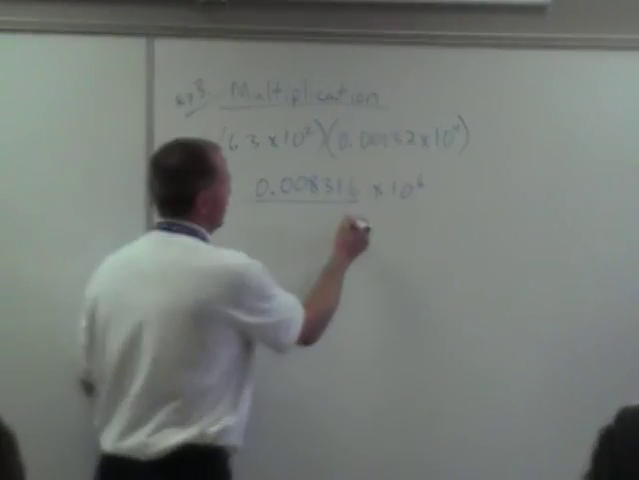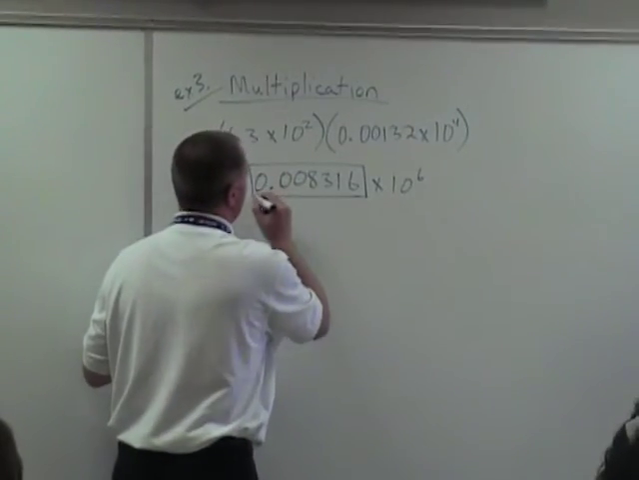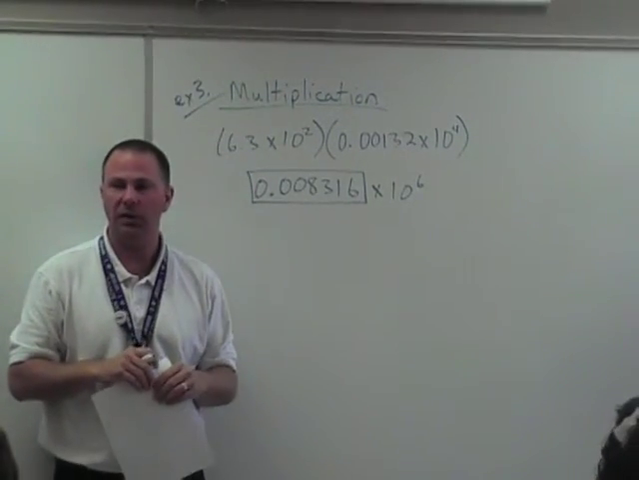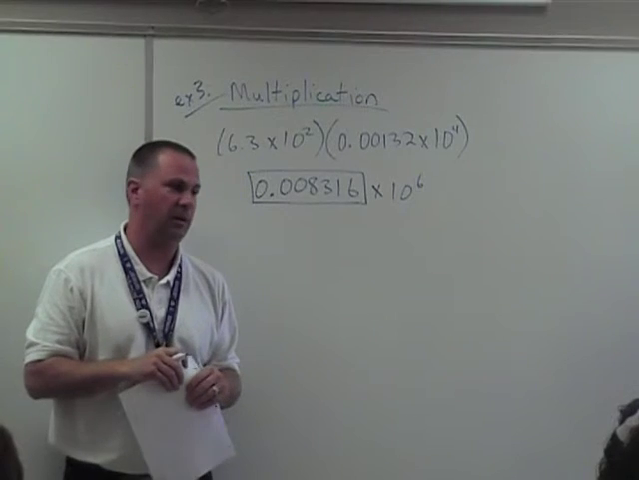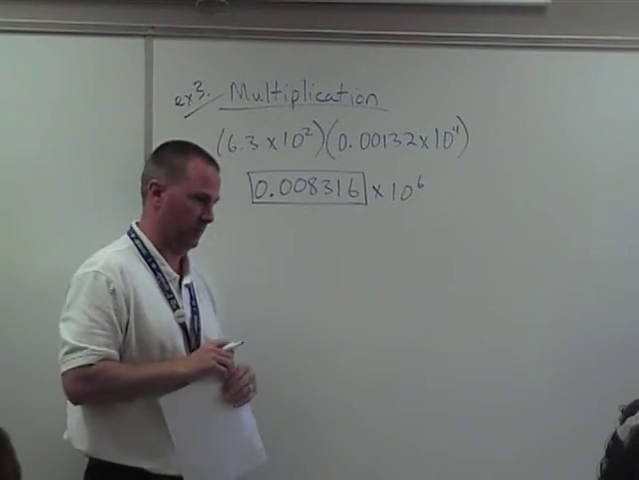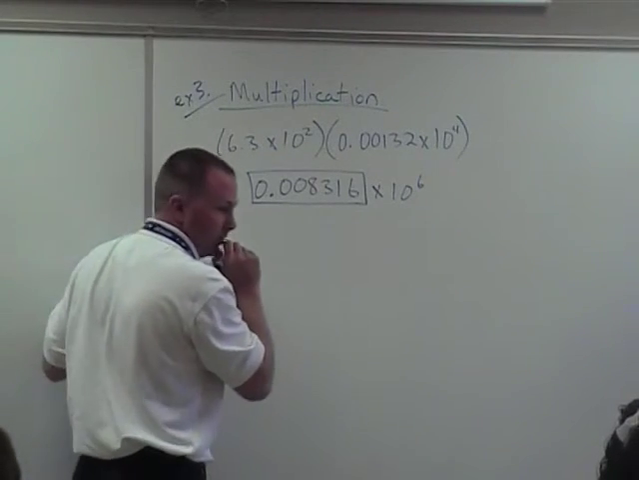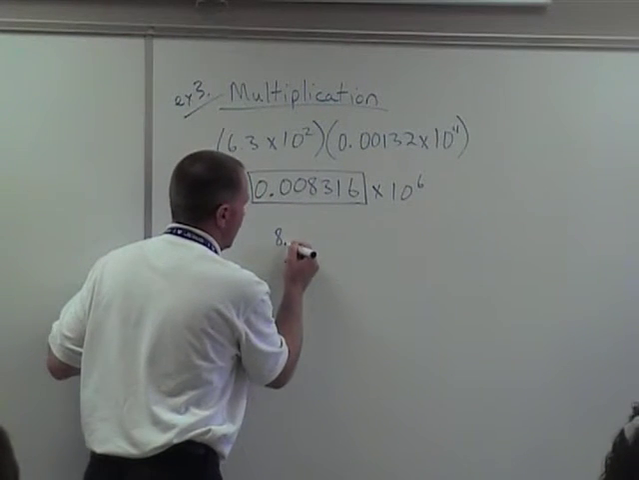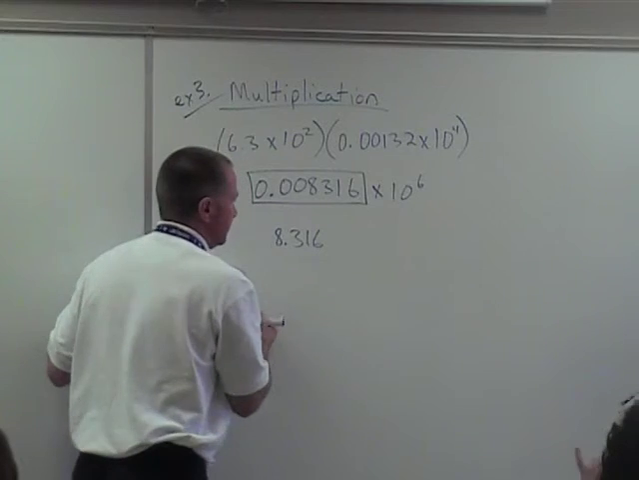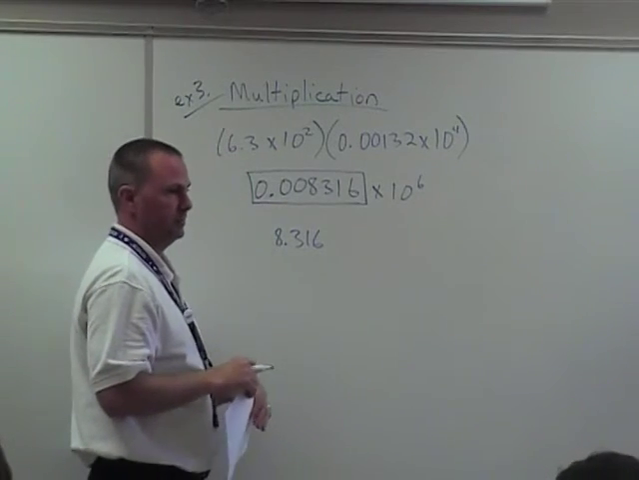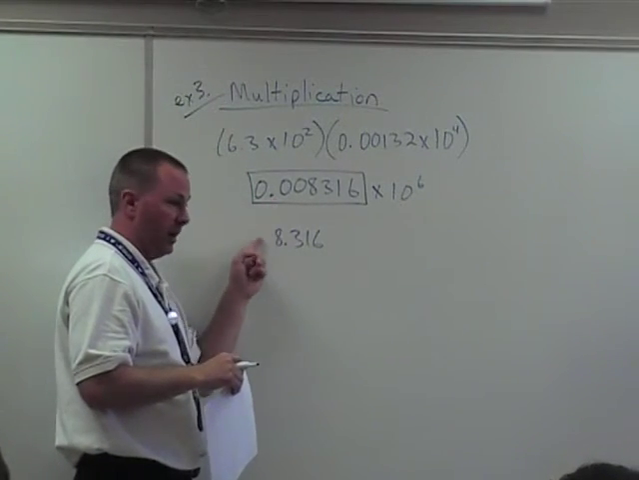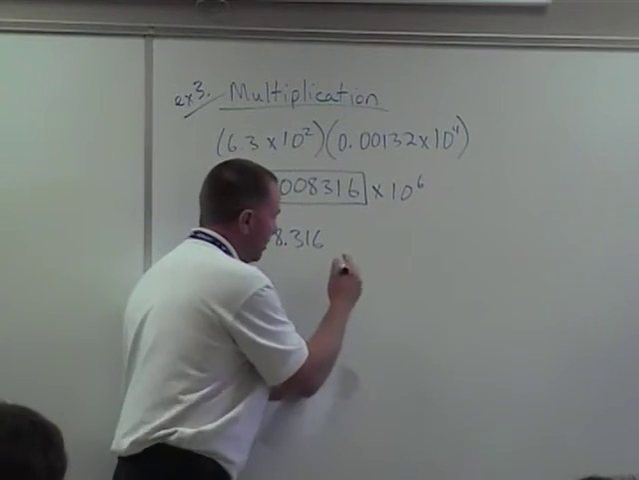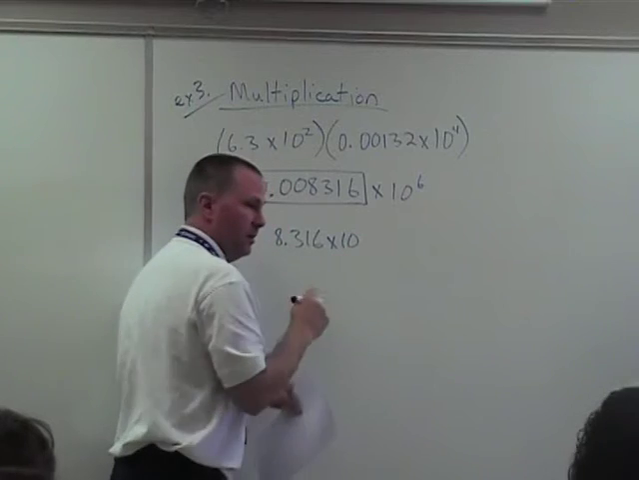So just look at this number right here. Let's say I gave that number to you and said, put that number in scientific notation. Where would the decimal need to be? To the right. Where? Between 8 and 3. So it would be 8.316. But this number doesn't equal that number, right? These are two different numbers, until I multiply this number by a power of 10, right?